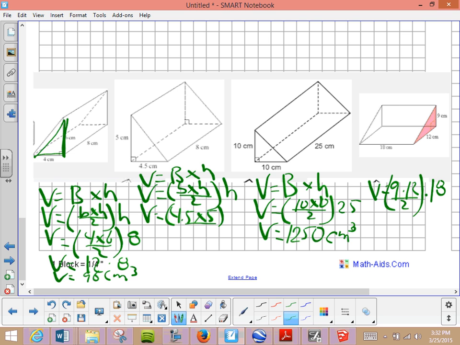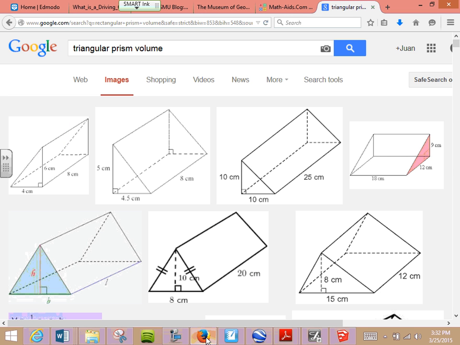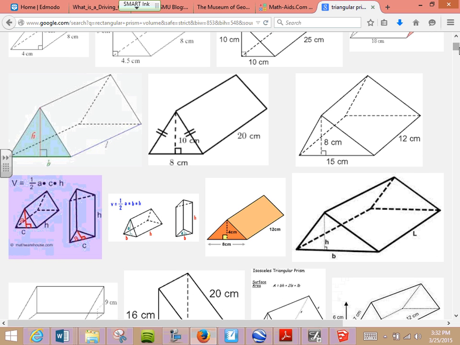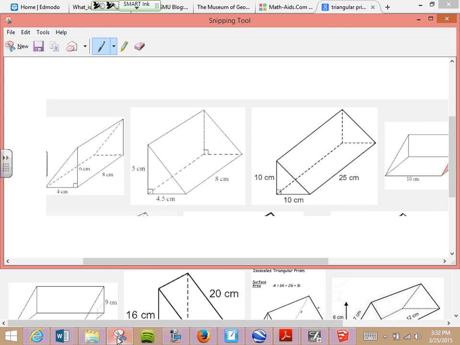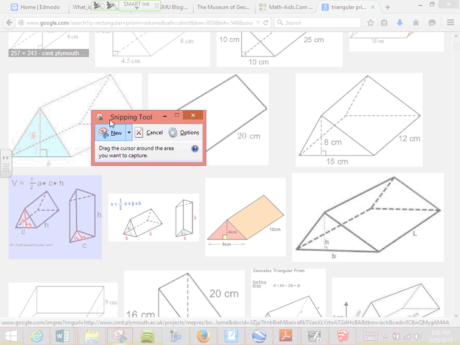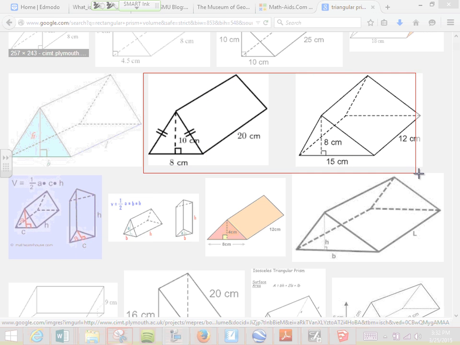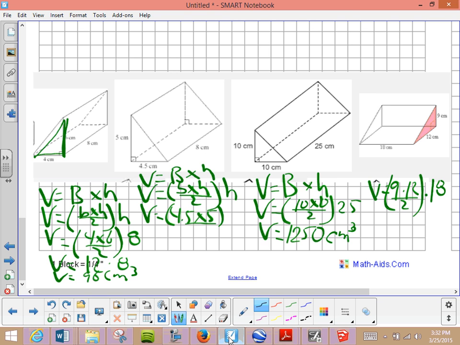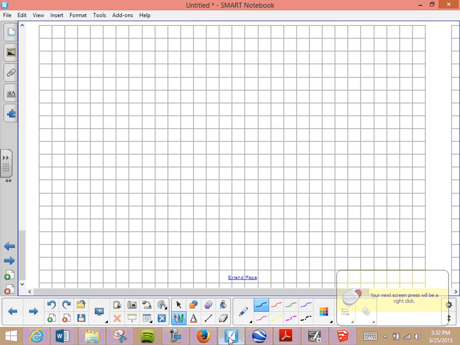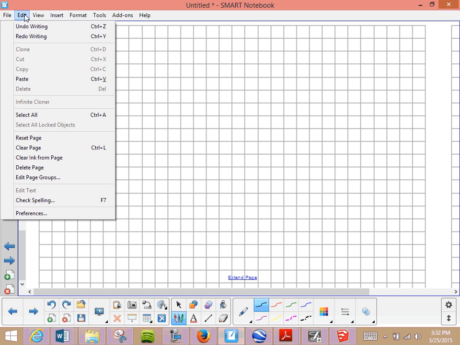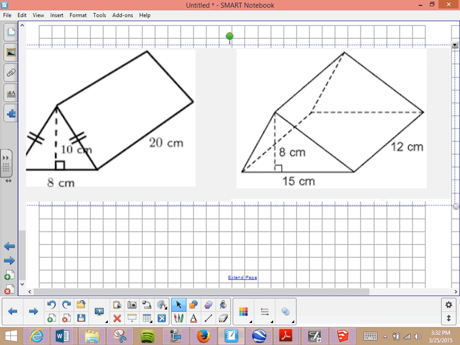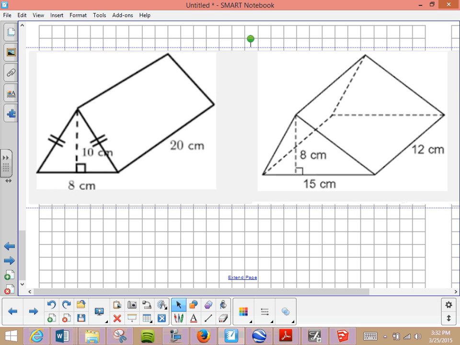All right, so for your homework, I'm going to give you a few of these. I'll give you 2 easy ones. They're going to be these 2 right here. So those are the first 2. And then I'm going to have to go back and find some rectangular prisms.